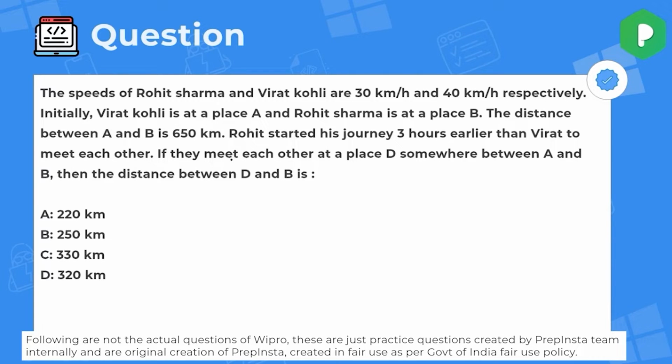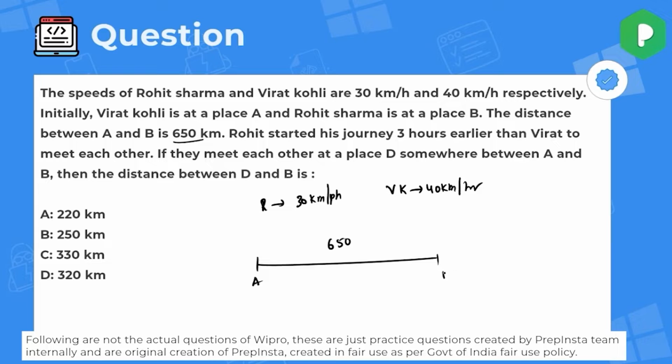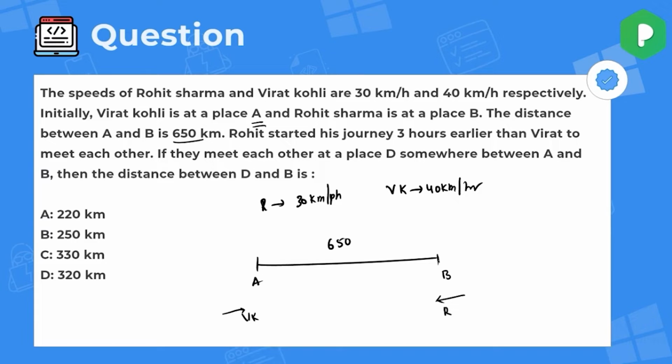So just look at the question, how we will do it. Rohit Sharma's speed is 30 km per hour and Virat Kohli's speed is 40 km per hour, and there is a distance of 650 kilometers between A and B, two points. Virat Kohli started at place A, in this direction, and Rohit Sharma is starting in the direction like this, from the point B.